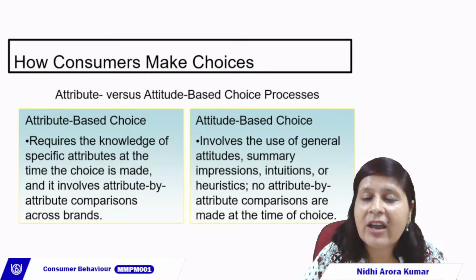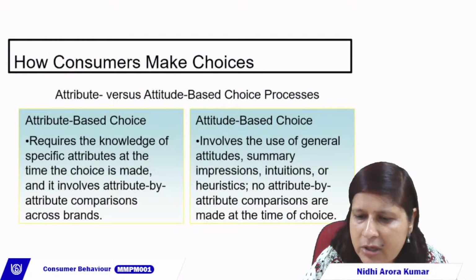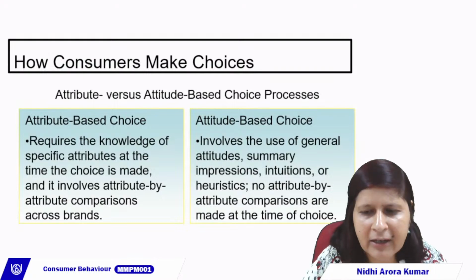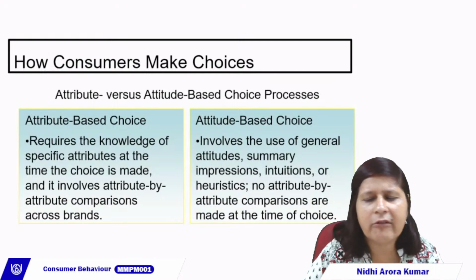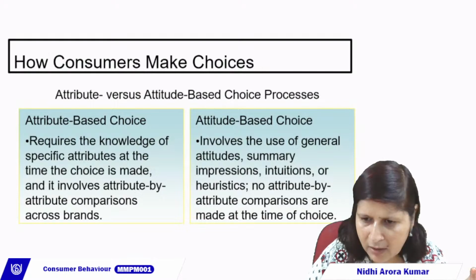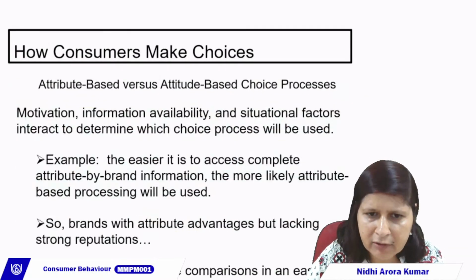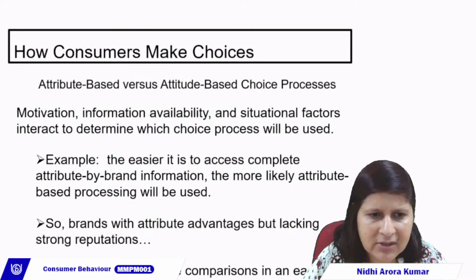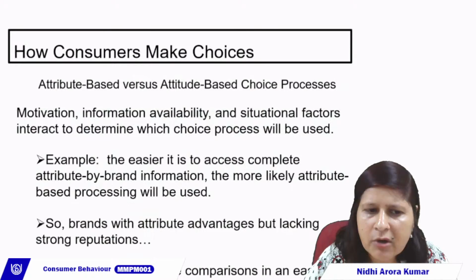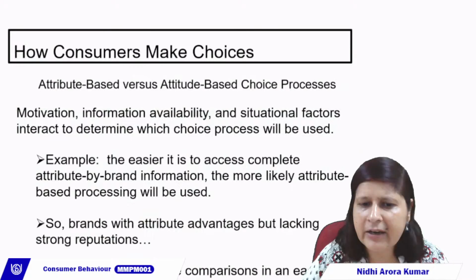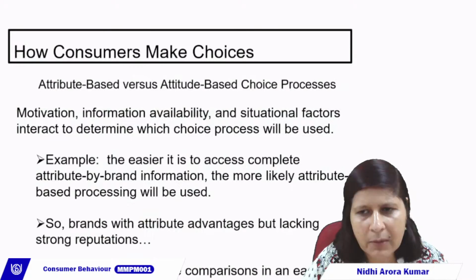And what is attitude based choice? It involves the use of general attitude, like summary impressions, intuitions, or heuristics. No attribute by attribute comparisons are made at the time of choice. It is generally based on attitudes, intuitions, or impressions. Which choice process will be used is determined by the interaction of motivation, ability, and situational factors.